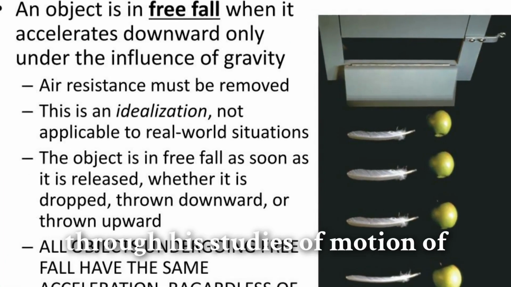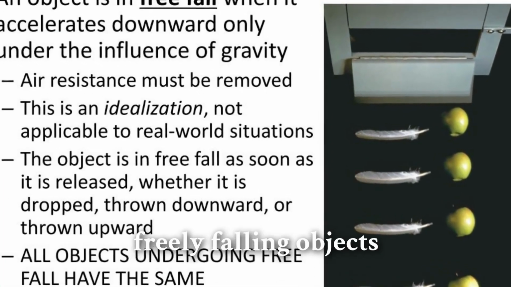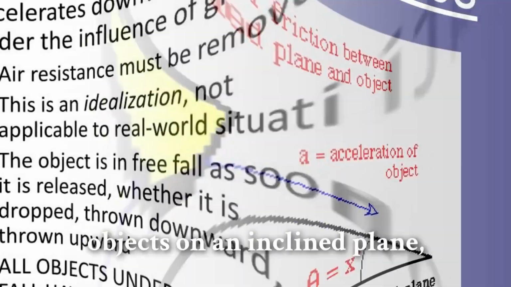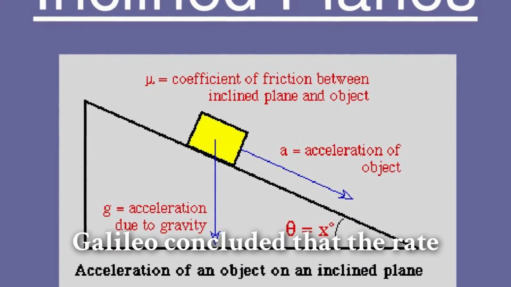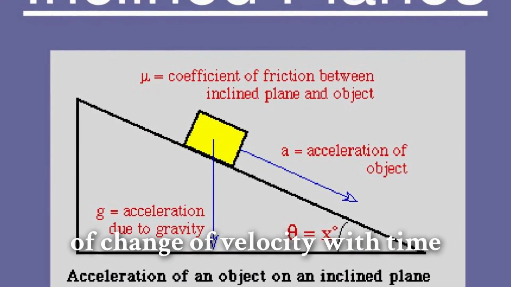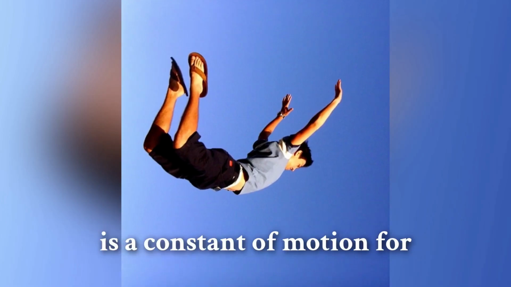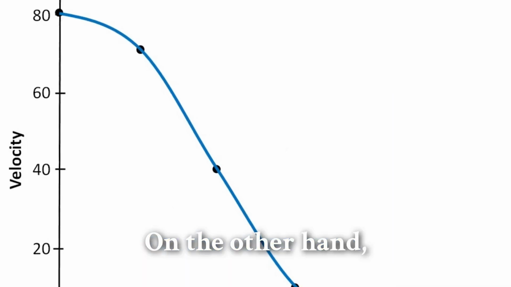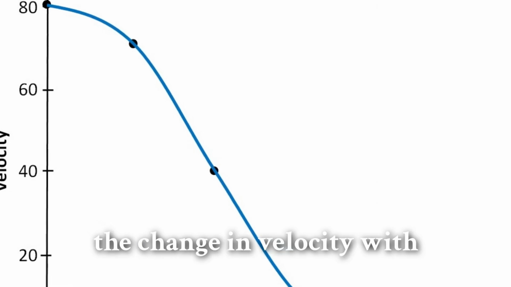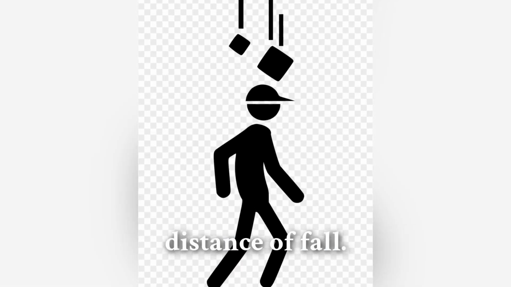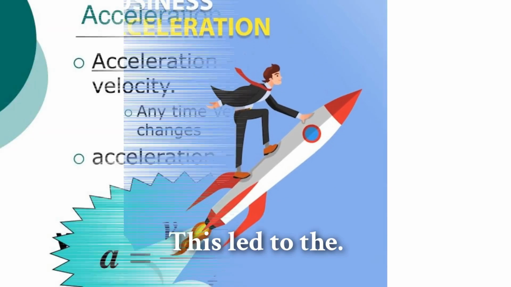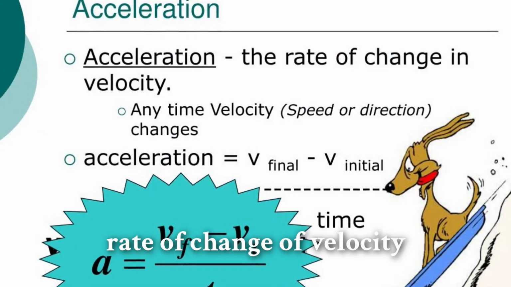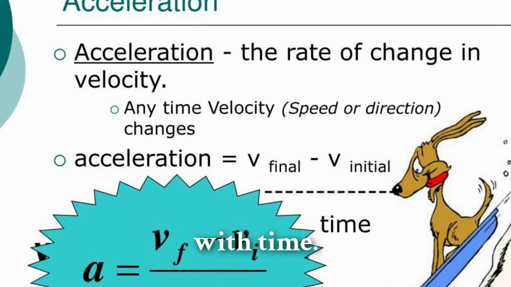But, through his studies of motion of freely falling objects and motion of objects on an inclined plane, Galileo concluded that the rate of change of velocity with time is a constant of motion for all objects in free fall. On the other hand, the change in velocity with distance is not constant; it decreases with the increasing distance of fall. This led to the concept of acceleration as the rate of change of velocity with time.